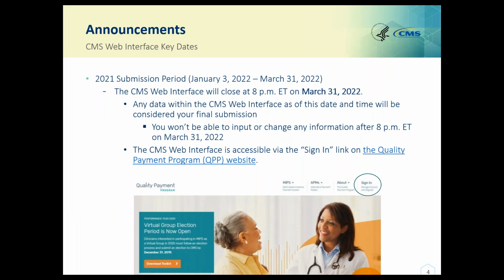For the next couple of slides, I will highlight important announcements and reminders. The CMS Web Interface will close at 8 p.m. Eastern Time on March 31st, 2022. Your submission will be automatically accepted at submission close. As a reminder, the CMS Web Interface is accessible using the sign-in link on the Quality Payment Program website circled here.